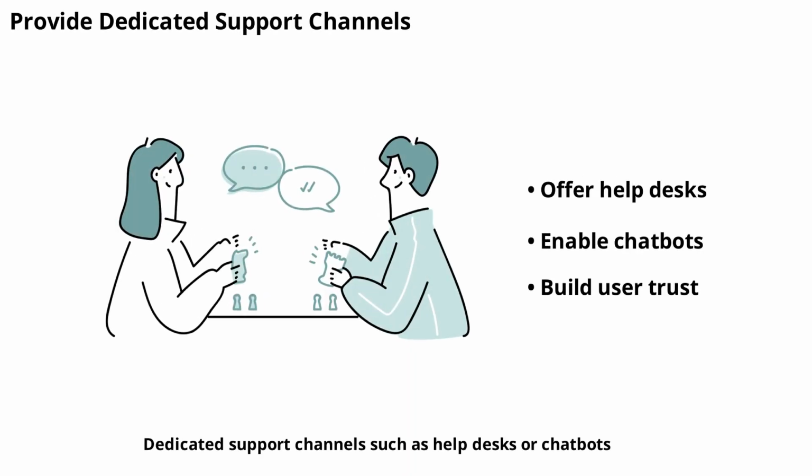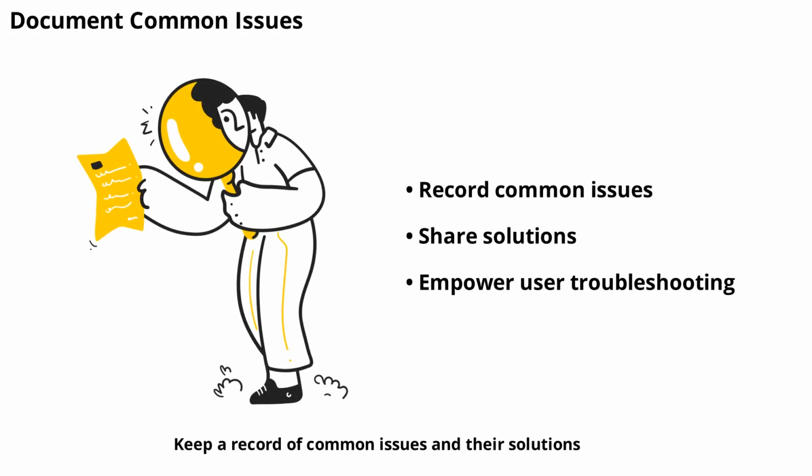Dedicated support channels, such as help desks or chatbots, ensure users can get help when they need it. Make sure users know how to access support and encourage them to reach out with questions or issues. Responsive support builds trust and keeps users engaged. Keep a record of common issues and their solutions. Share this documentation with users so they can troubleshoot problems independently. This proactive approach reduces support requests and empowers users to solve challenges on their own.